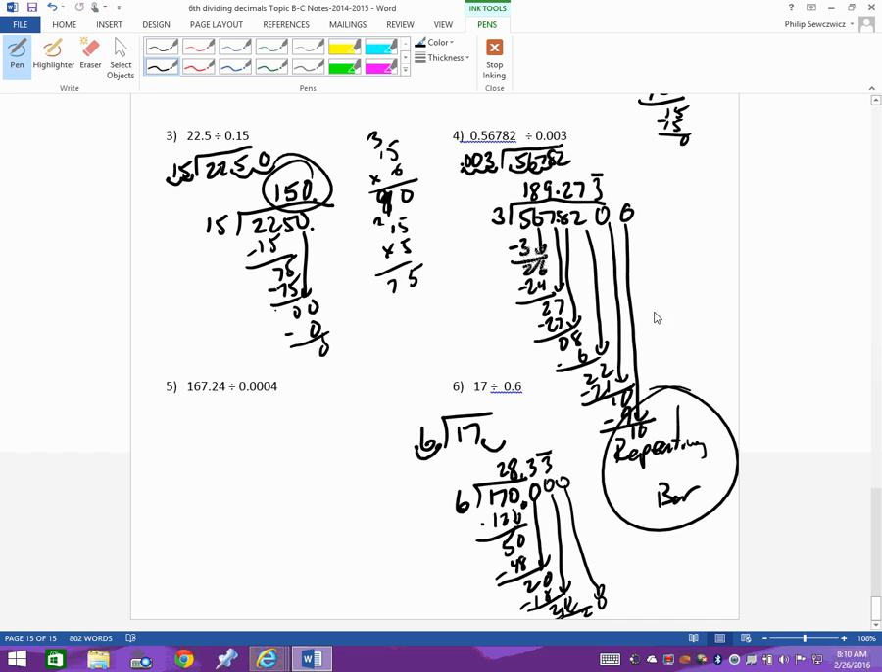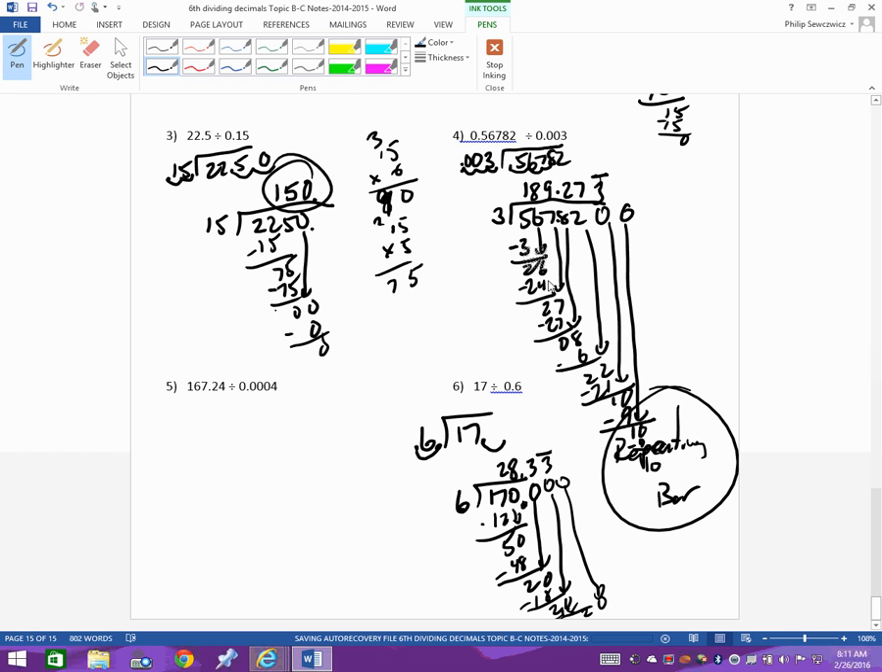If you didn't recognize it there and you put another 3 up there, and 3 times 3 is 9, and you subtract, you get a 10 again, and you still don't see it, it's okay. The idea is don't keep doing that. Once you realize that it is going to repeat, go ahead and get your repeating bar over it. So it's 189 and 273 thousandths with the 3 repeating.